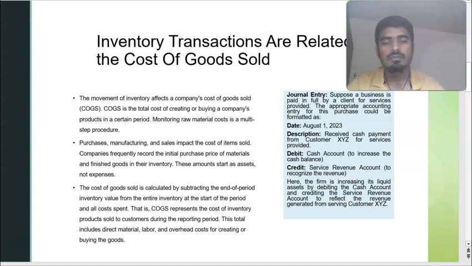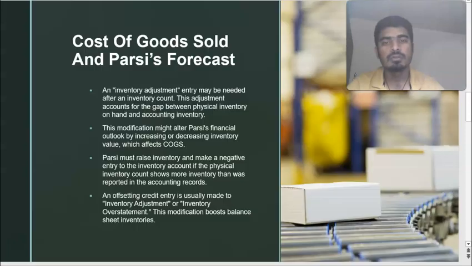The cost of goods sold is calculated by subtracting the end-of-period inventory value from the entire inventory at the start of the period and all costs spent. That is, COGS represents the cost of inventory products sold to customers during the reporting period. This total includes direct material, labor, and overhead costs of creating or buying the goods. Cost of goods sold and Parsi's forecast.